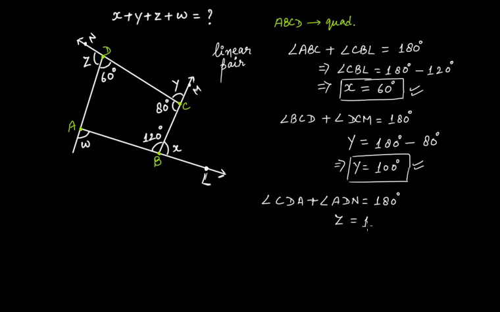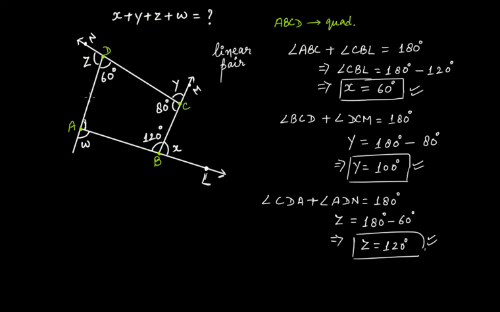So z is 180 degrees minus angle CDA. Angle CDA is 60 degrees. So you get z as 120 degrees. So we now have the value of x, the value of y, and the value of z. Now tell me, can you tell what's the value of w? That's really very simple. Now you have to focus on this quadrilateral ABCD.